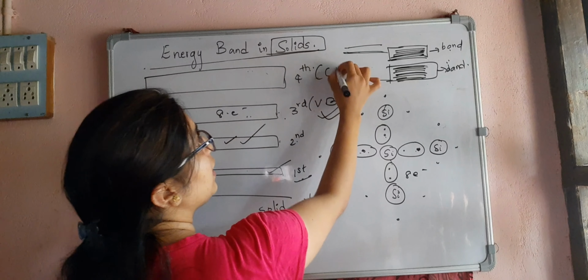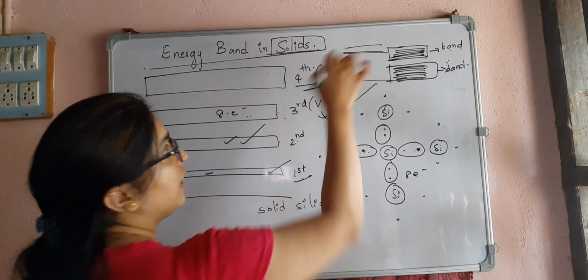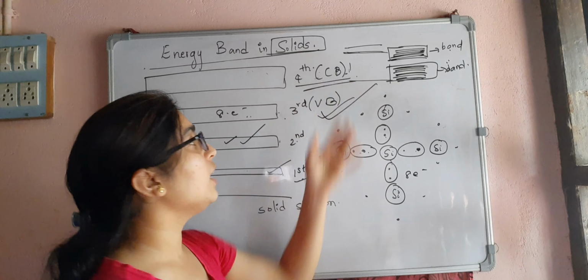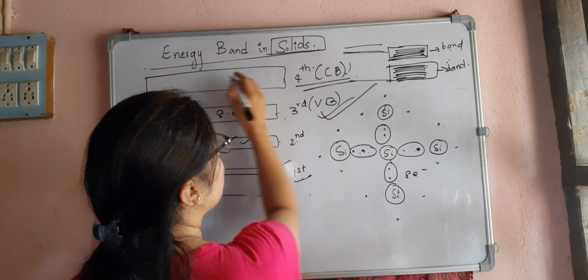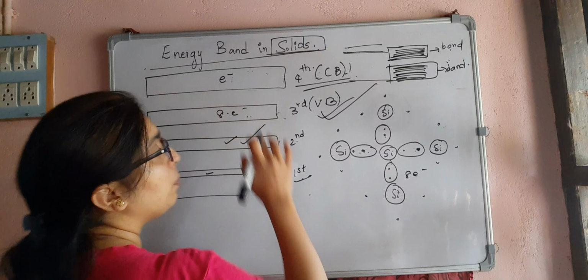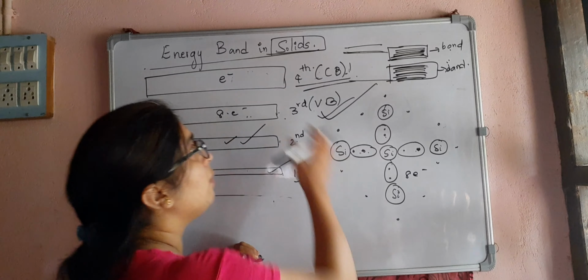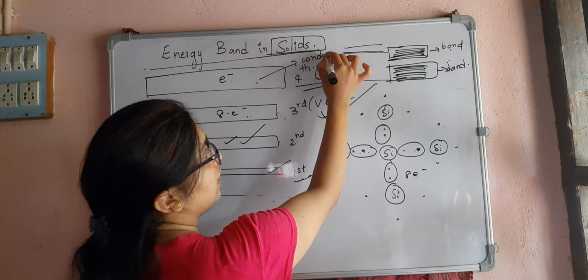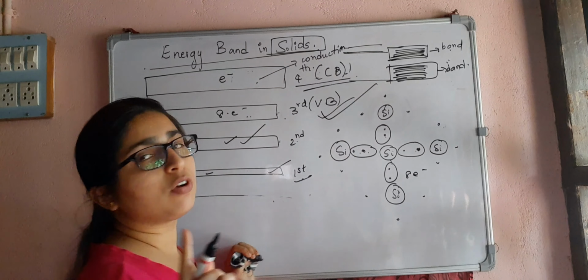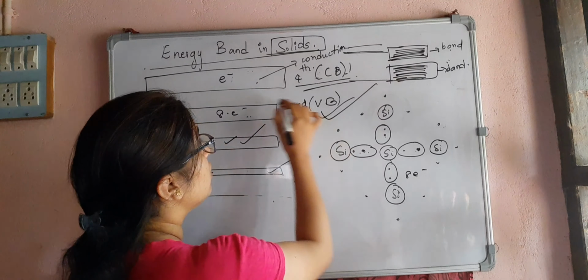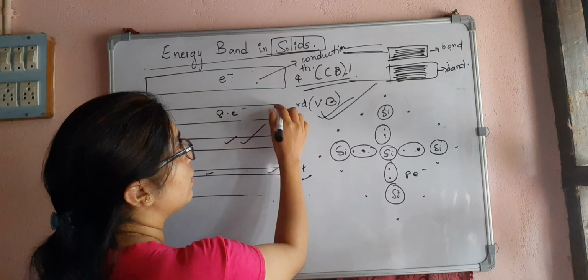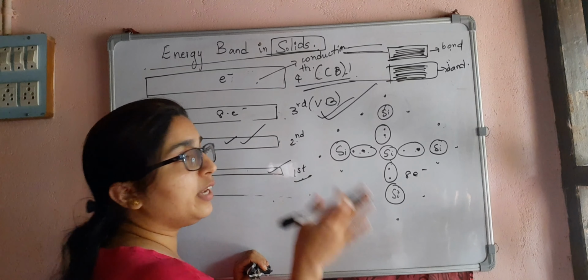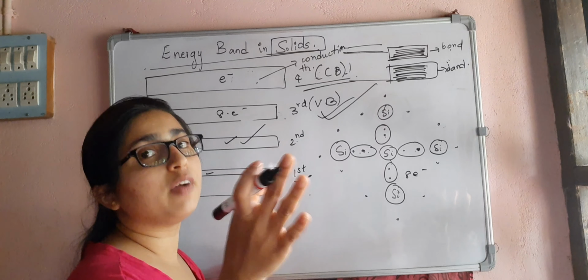Above this you will have the conduction band. Okay, conduction band. It has a wide range of energy levels. The electrons which are present here do not belong to any atom, so they can move freely. So these are responsible for the conduction of electricity. The valence electrons are not responsible for this, meaning completely filled electrons are not responsible for the conduction of electricity. Free electrons are responsible for the conduction of electricity.